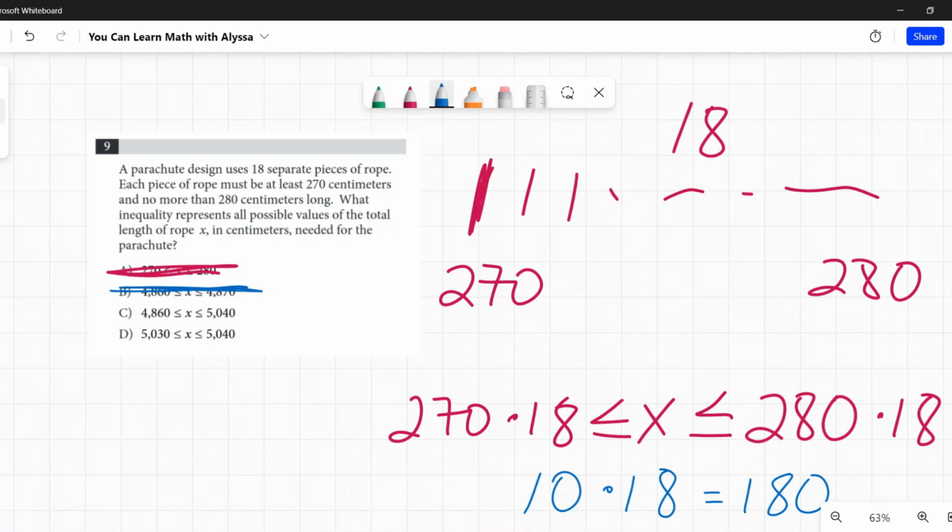That's out. I look at D. Look, they're also 10 centimeters apart. That's not right. That one's out. Now C better be 180 centimeters apart. It is. So C is my answer.